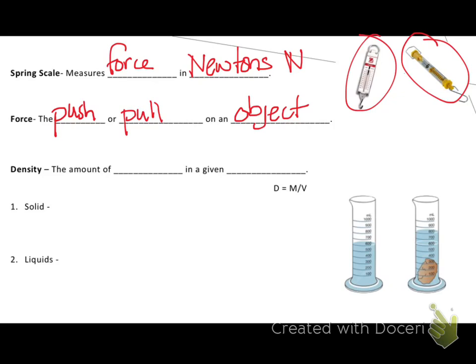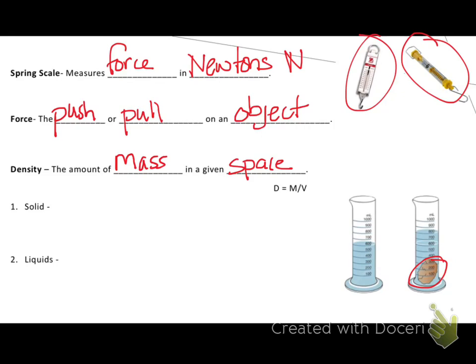Alright, and then finally density. Density is the amount of mass in a given space or object. So like if we wanted to know the density of this rock right here, we would have to find its mass, and you would do that by using a triple beam balance, and then you'd have to find its volume. Well, because it's not like a cube or something that's like flat and perfect shaped, you can't use a ruler to find its volume. You would have to do water displacement.